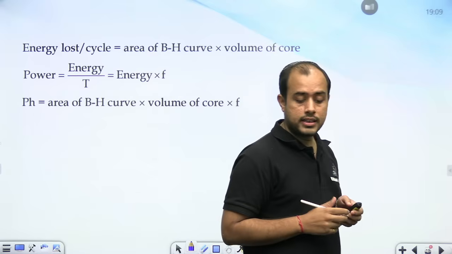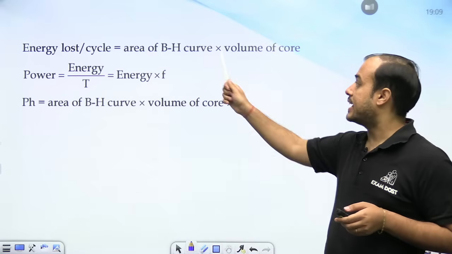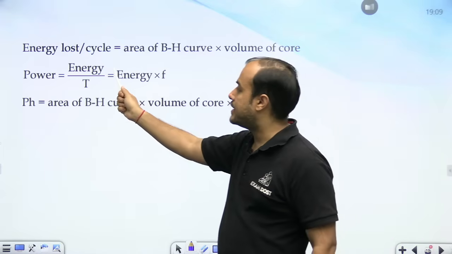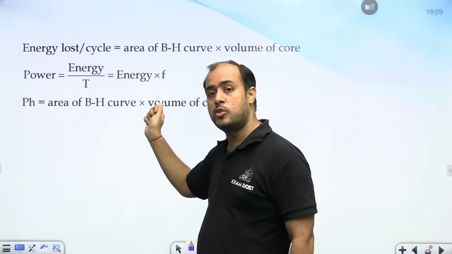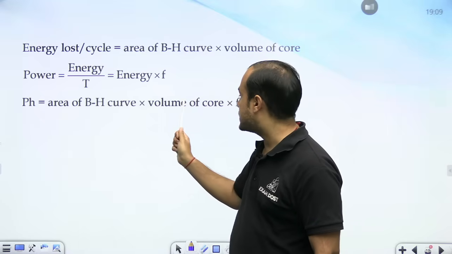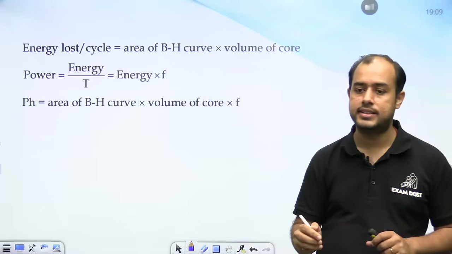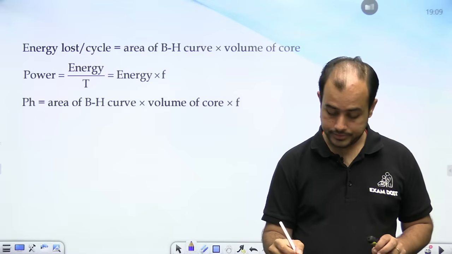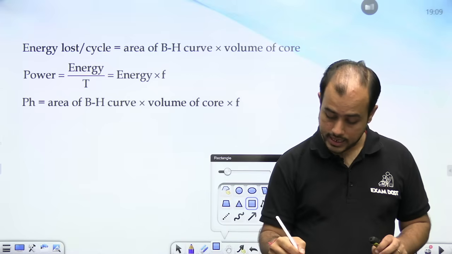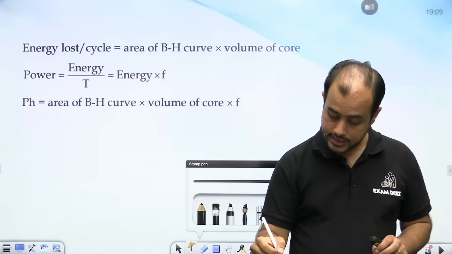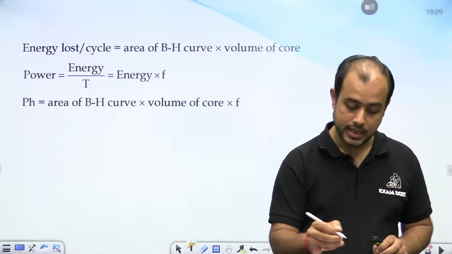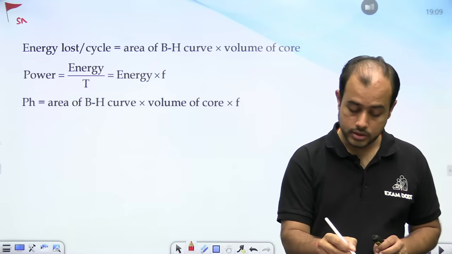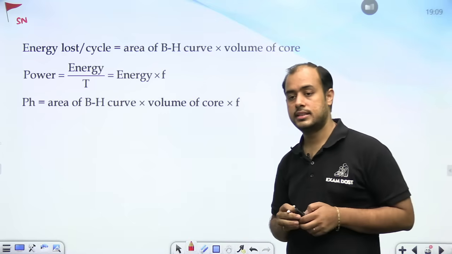Now, energy lost is the area of the graph multiplied by the volume of the core. Power is energy upon time, or energy into frequency, which is area of the BH curve into volume of core into frequency. What does one cycle mean? I will explain what one cycle means on the graph shortly. Half cycle, wait for now. So this will go into your short note. Did you understand this much?